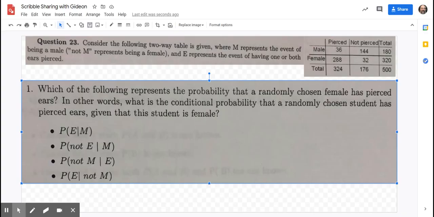In other words, what is the conditional probability that a randomly chosen student has pierced ears, given that this student is female? Okay. And we have the note that we're using not M to represent female, basically just as a simplifier instead of M and F for the two genders, and pierced ears P and not pierced ears N. We're just doing this and not this for both traits, having pierced or not pierced ears, being male or being female.